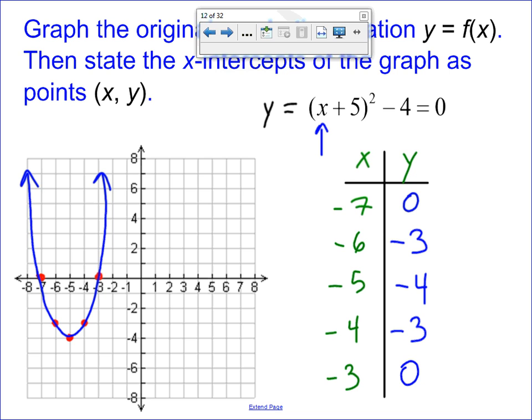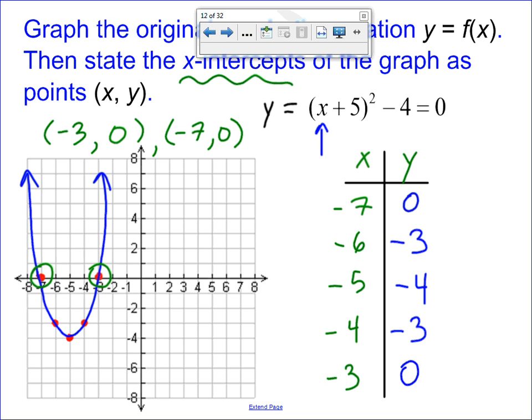Now we can list those x-intercepts as an ordered pair x comma y. So be ready to share with the class when I call on you. I want to know what that x-intercept is as an ordered pair x comma y. What would that be as a point? Austin? Negative 3 comma 0 is an x-intercept of my graph. Good. What would this other x-intercept be? Eric? Negative 7 comma 0. Awesome.